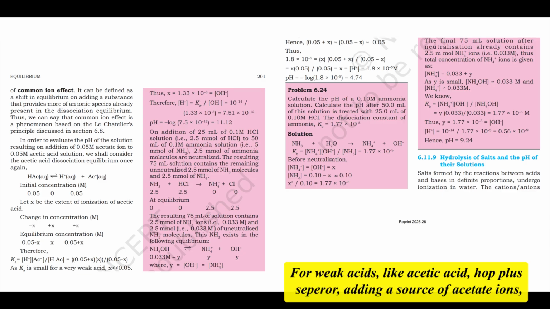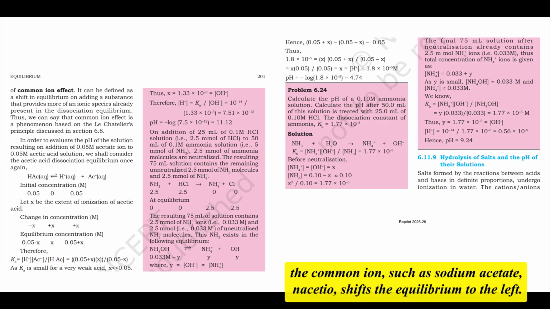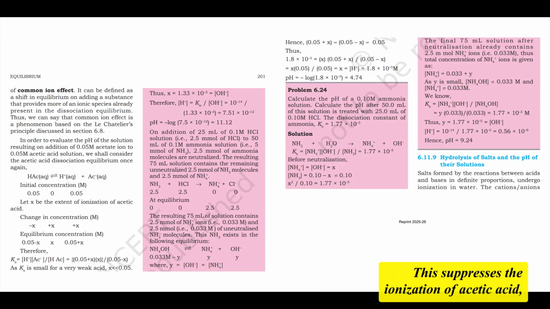For weak acids, like acetic acid, CH3COOH ⇌ H+ + CH3COO-, adding a source of acetate ions, the common ion, such as sodium acetate, CH3COONa, shifts the equilibrium to the left. This suppresses the ionization of acetic acid, decreasing the [H+] and increasing the pH.